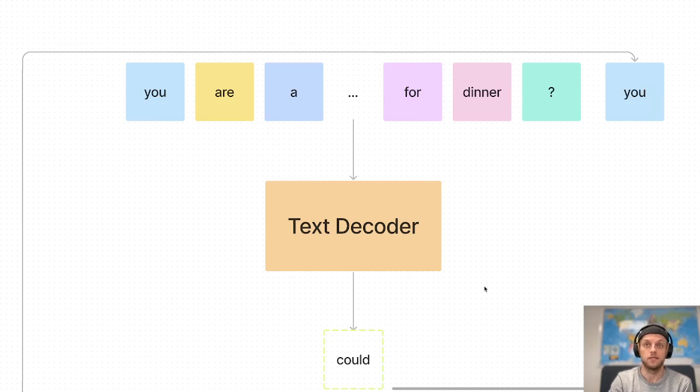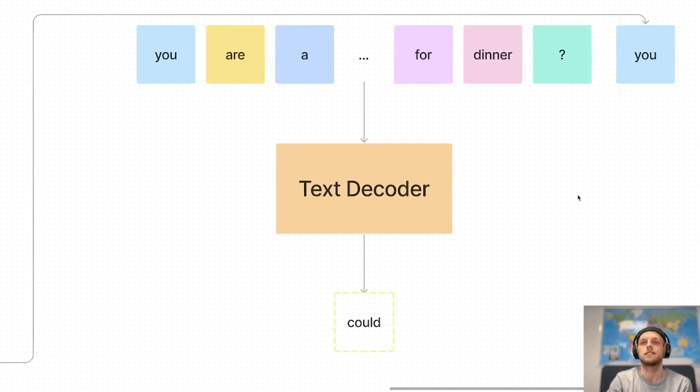Now, then it's just going to try again. So in this sequence that now ends on you, what is going to be the most likely word? Well, it's probably could. So it would be forming the sentence, you could cook X, Y, Z. Okay, so that's an LLM. It's just the next word predictor, basically.